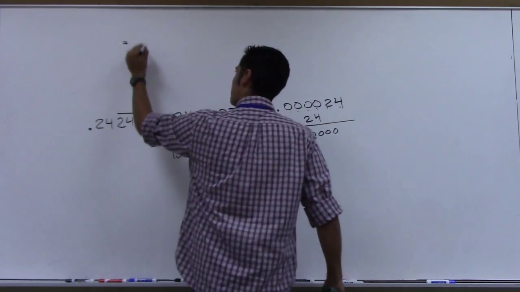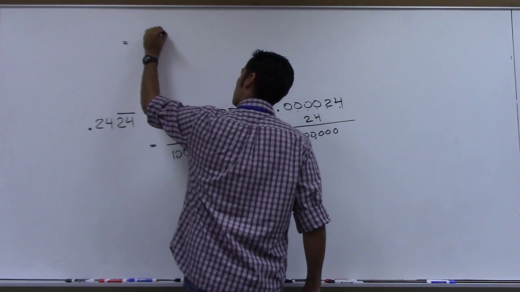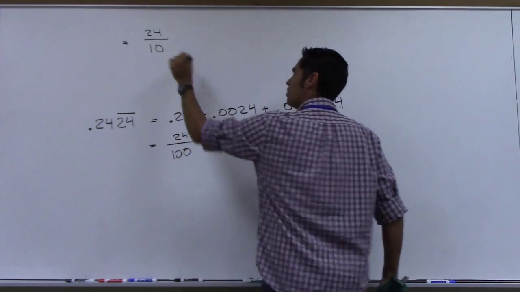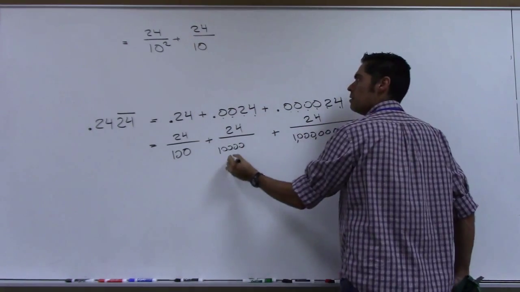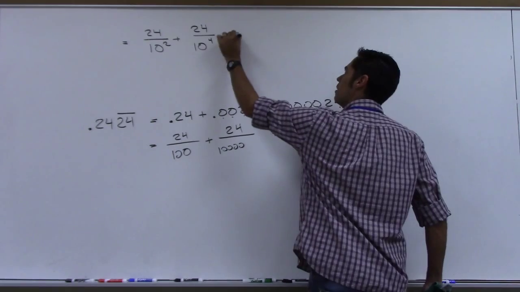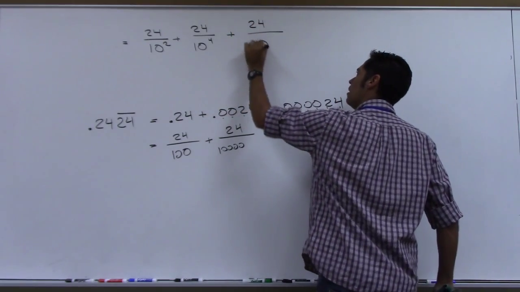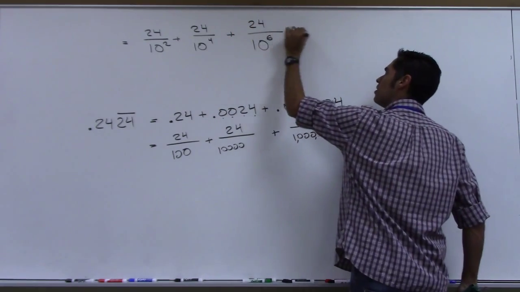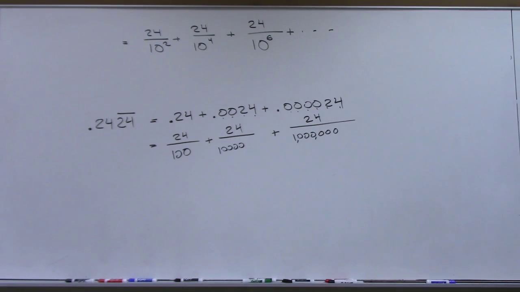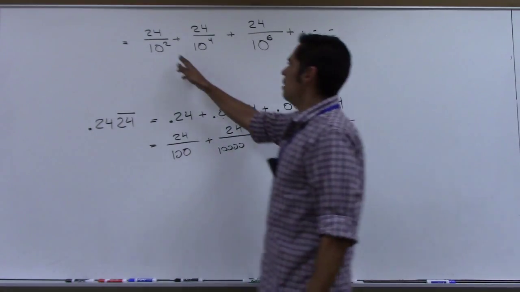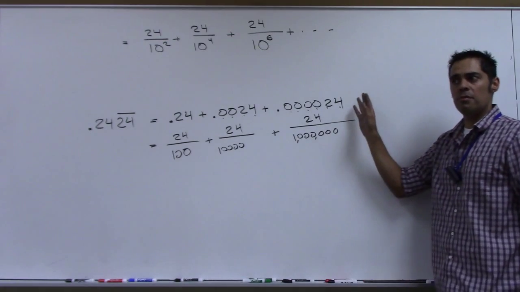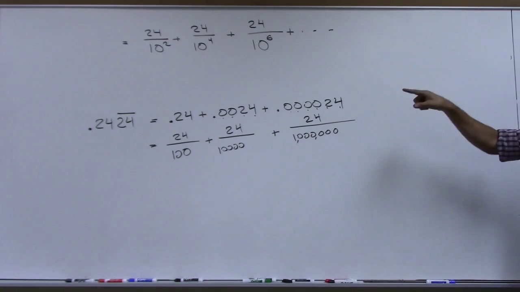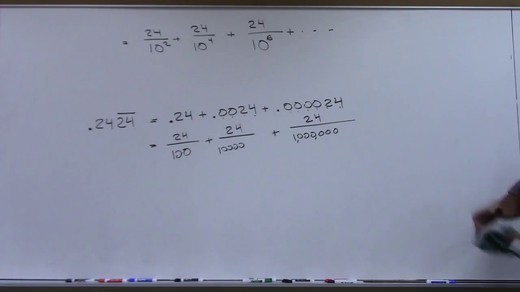Which is, let's see, 24 over 10 squared, plus 24 over 10 to the fourth, plus 24 over 10 to the sixth, plus, keep going. So look at our powers. Instead of like the last problem where it was 10 to the first, 10 squared, 10 cubed, it's 10 to even powers, right? To even powers.